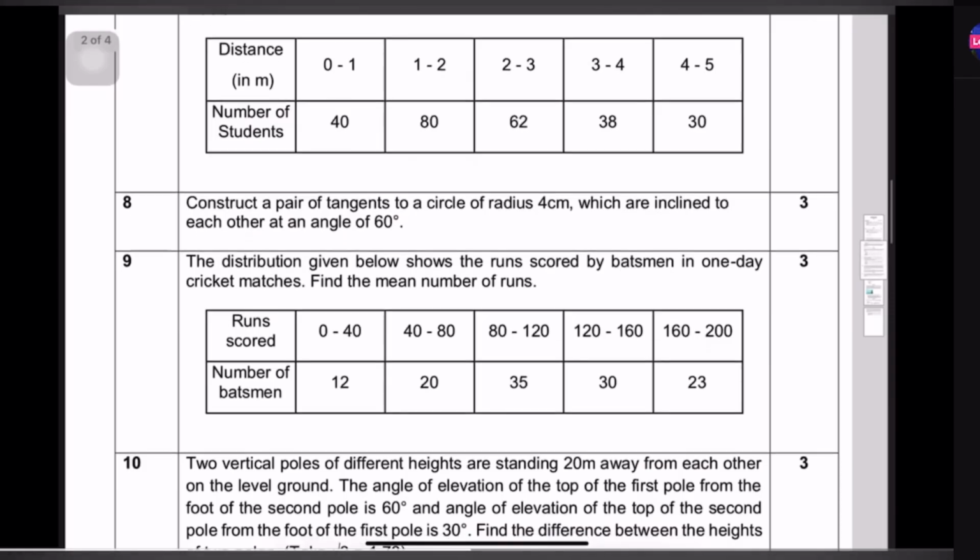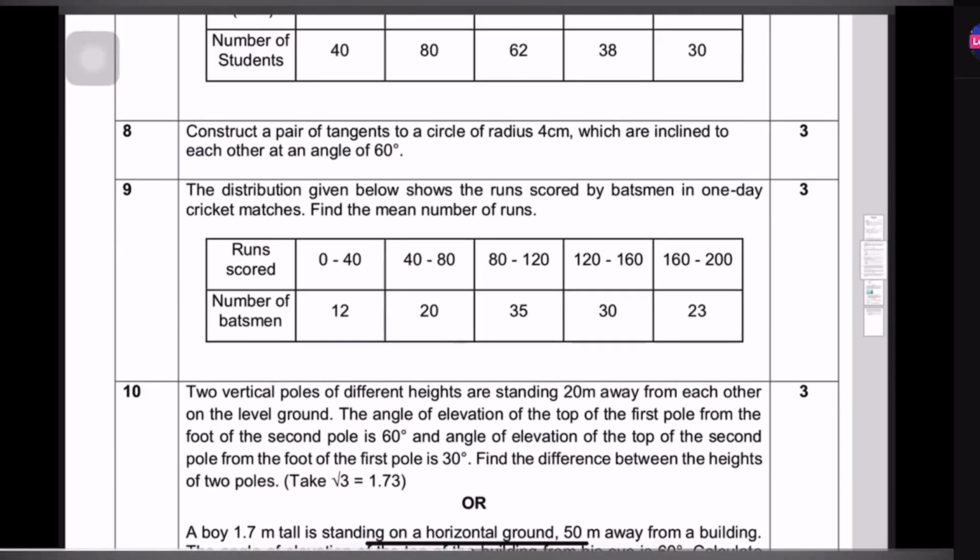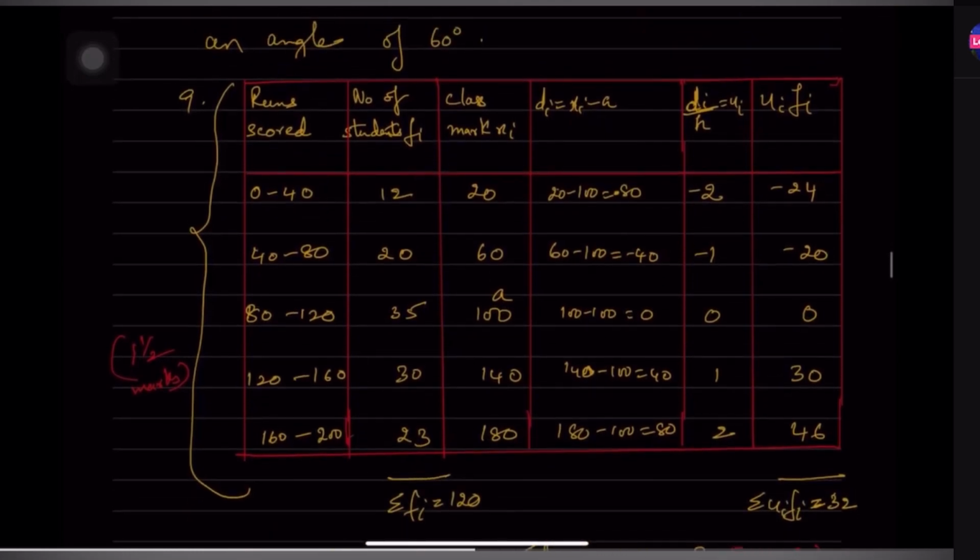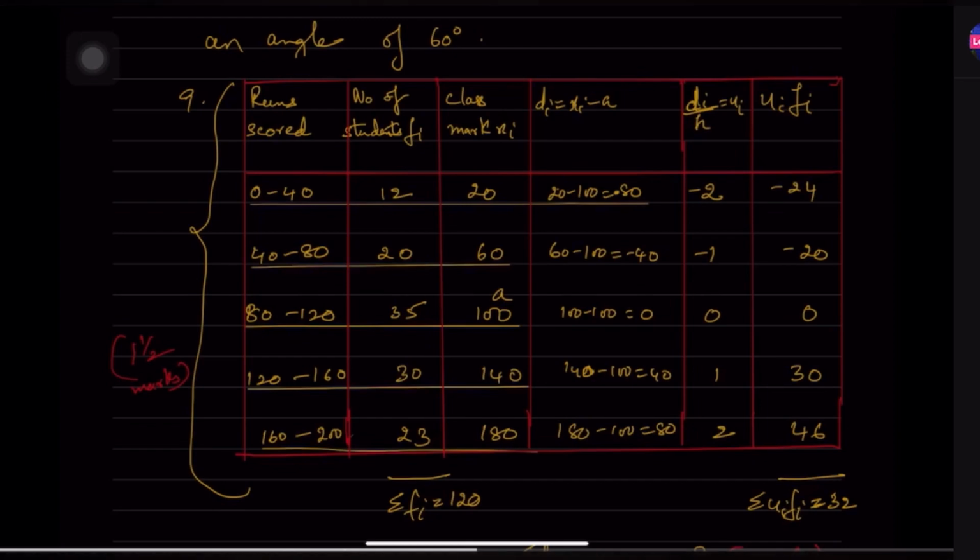Then going into the next, the distribution given below shows the runs scored by batsmen in one-day cricket matches. Find the mean number of runs. So here you are having runs scored and number of batsmen given. So runs scored over here, you have to find out mean over here. So runs scored, number of students Fi, class mark is Xi, Di is equal to Xi minus A, that is A is assumed mean. Then you are having Di by H is equal to Ui into Fi. We haven't made so many columns. For this whole thing you are having 1.5 mark for each and everything.